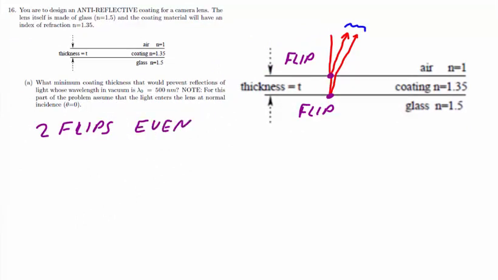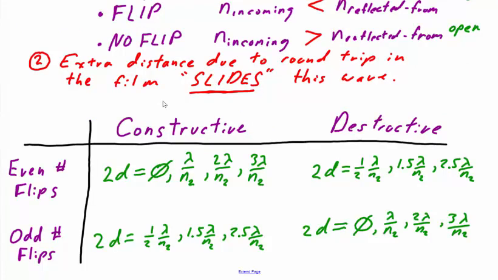The problem has asked us to make an anti-reflective coating. Therefore, we would like to prevent reflections, meaning that we wish to have destructive interference between the two light rays. This means we have to consult our table for thin film interference and select the row of even number of flips and the column for destructive interference. That table is shown here, and obviously we will need to select the first row, second column in order to satisfy the condition for the problem that we've been given.